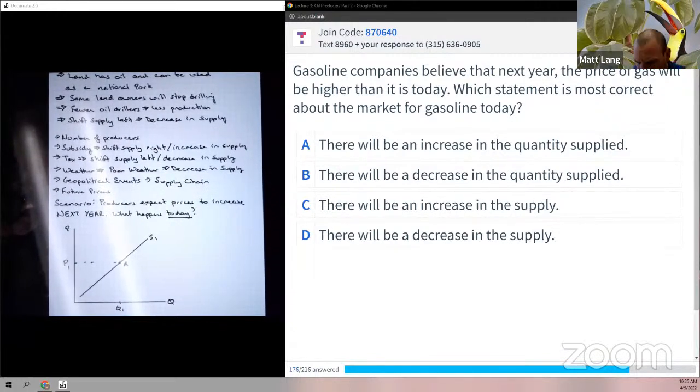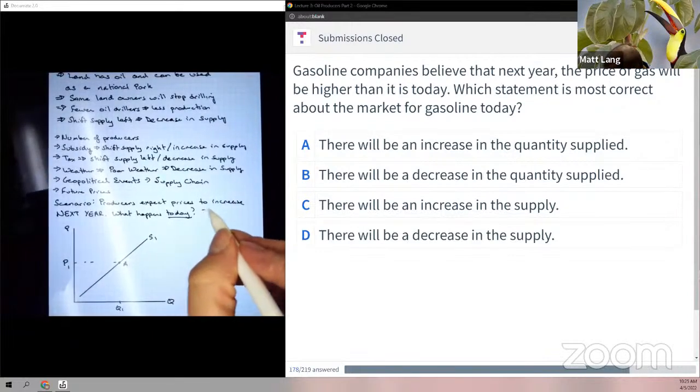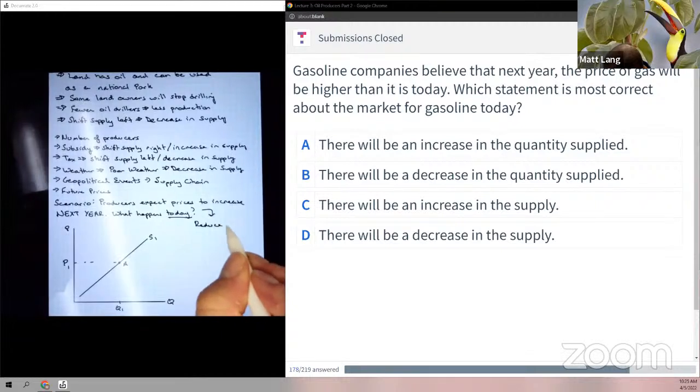All right. So how are we going to deal with this? What's the most correct answer here? We've got producers, gasoline companies, and they think, okay, next year the price is going to be higher. So when should I produce? I think that's maybe another way that we can ask this question. Should I produce more now or should I produce more later? Well, if next year you do think that the prices are going to go up, it seems like you should reduce the amount of production today.